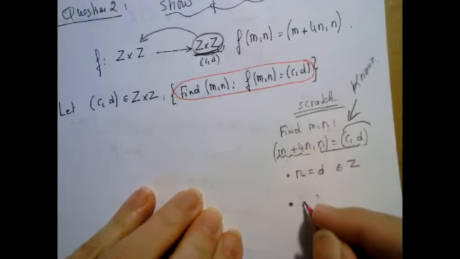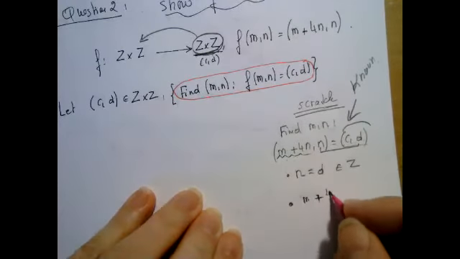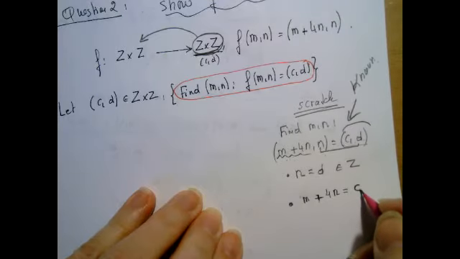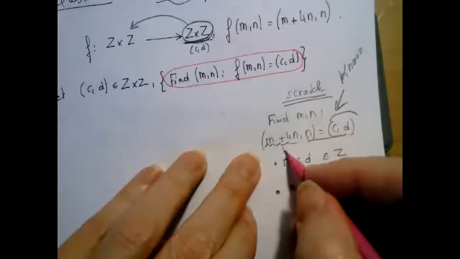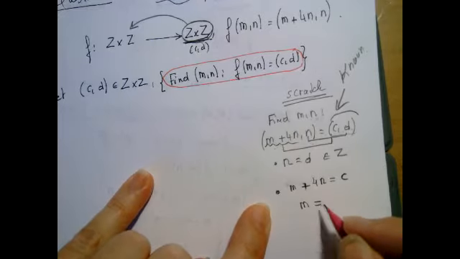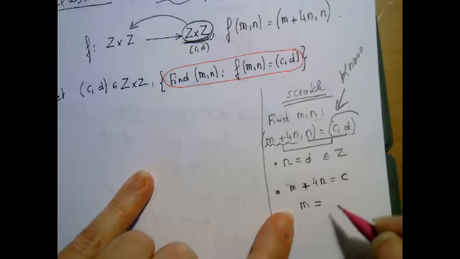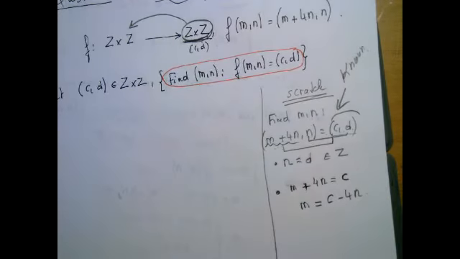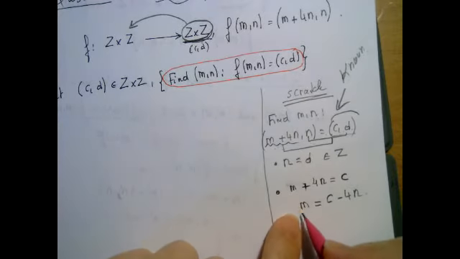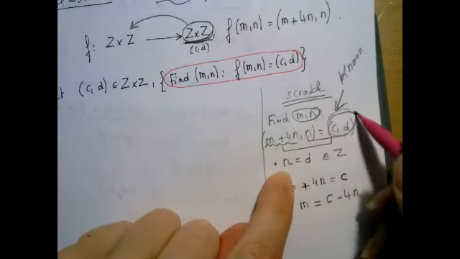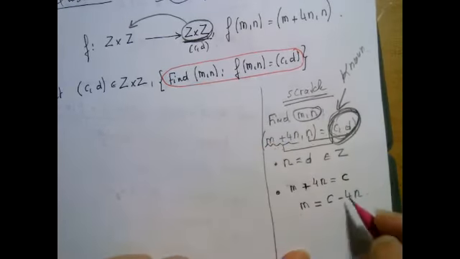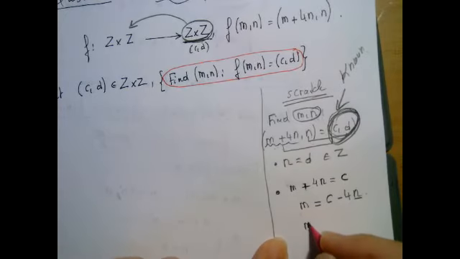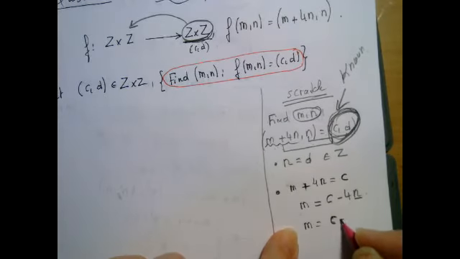I want m plus 4n to be equal to c. So for this equality to hold, it means I take m, so that's still my scratch, to be c minus 4n. But m cannot be given in terms of n. Your m and n have to be given in terms of the quantities which are known, which are c and d. But I already know that n equals d, so my m should be c minus 4d.